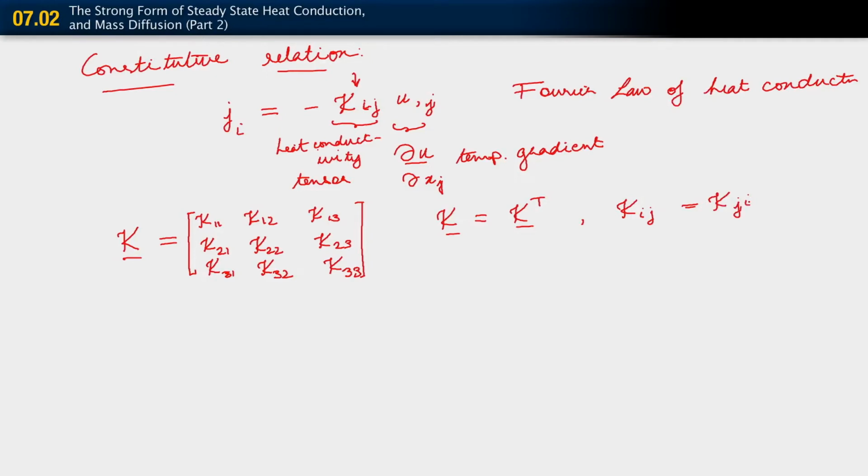All right. Kappa has another property which is important for the physics of heat conduction. So not only is it symmetric, it is also what we call positive semi-definite.